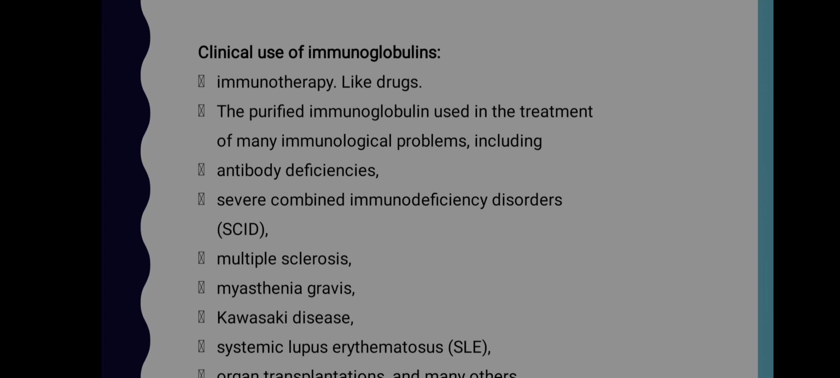Clinical use of immunoglobulins: immunotherapies. We use immunoglobulins in immunotherapy like drugs. Purified immunoglobulins are used in treatment of many immunoglobulin problems, including antibody deficiency, and we also use them in severe combined immunodeficiency disorder, multiple sclerosis, and some other diseases. And we also use immunoglobulins in organ transplantation.